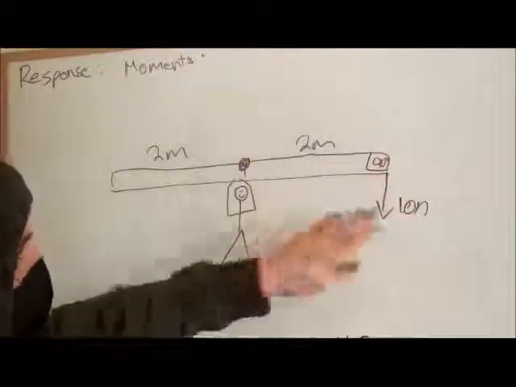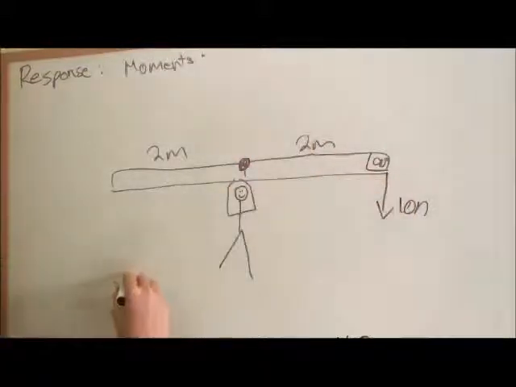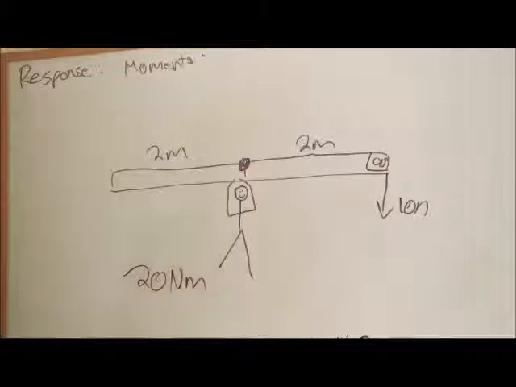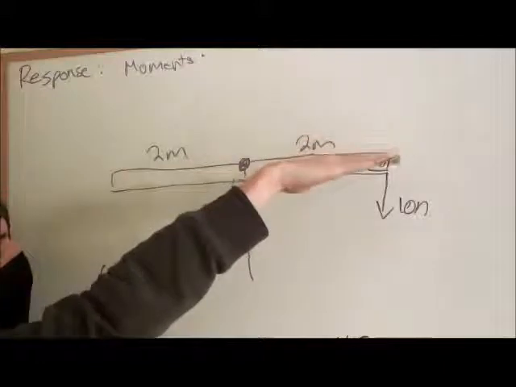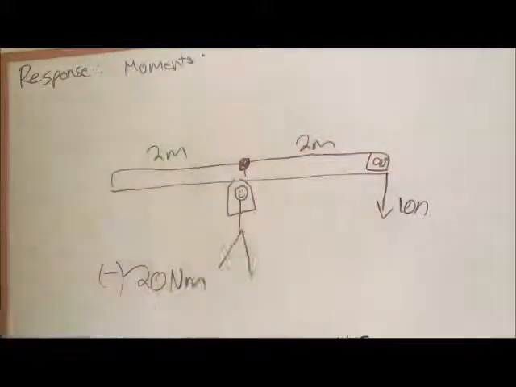Okay. So you can imagine that this is going to be trying to spin the wood clockwise, which is negative. And you've got 2 meters by 10 newtons, so that's going to give you 20 newton meters. And that's going to be negative, because that was clockwise. You start your wrist there, go there, curl your fingers. Yeah, my thumb's facing into the board, so it's definitely negative.